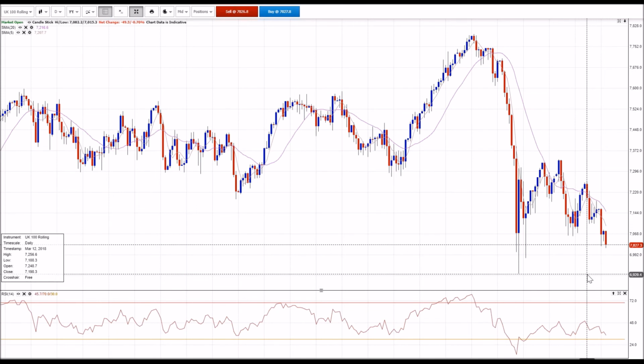So it's all a little bit odd with stock markets at the moment. But I think one of the more interesting markets at the moment is oil. So I'm going to save that until the end.